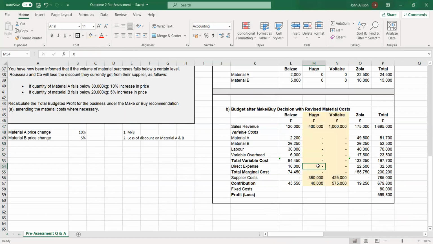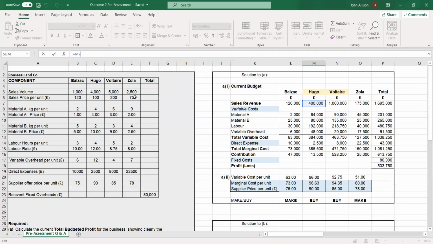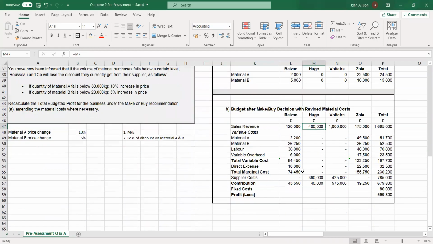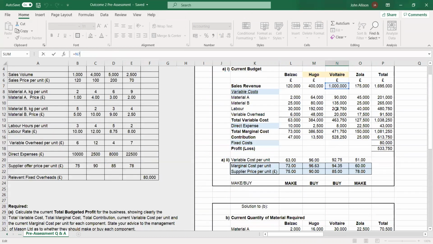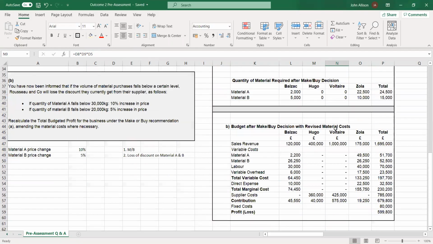So the sales revenue is going to be the same as it was before. It's just going to be the 400,000, which is the 4,000 units sold times £100 per unit. So it's going to be £400,000 sales revenue for Hugo. Same idea for Voltaire, same amount of sales revenue. It's going to be the £1 million, which is just the 5,000 units we've sold times the £200 per unit. So sales revenue is going to be the same for both of them.